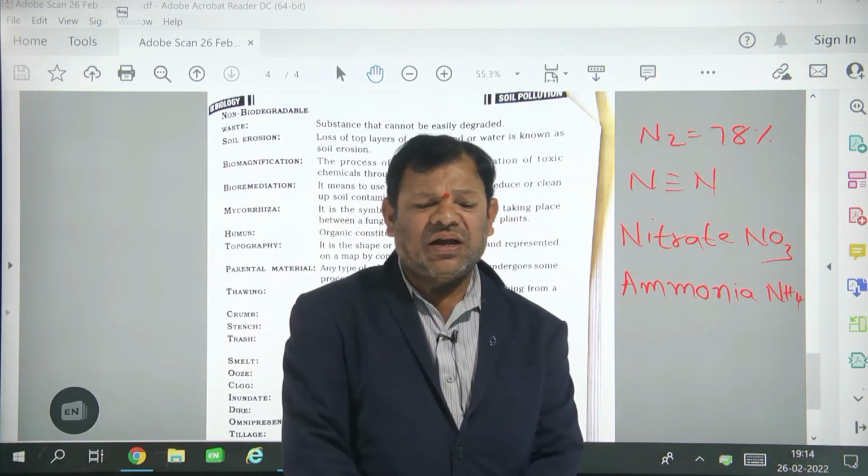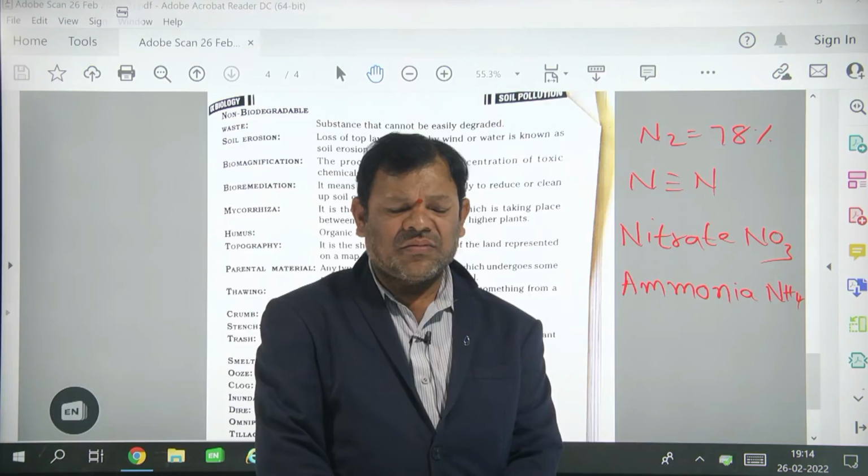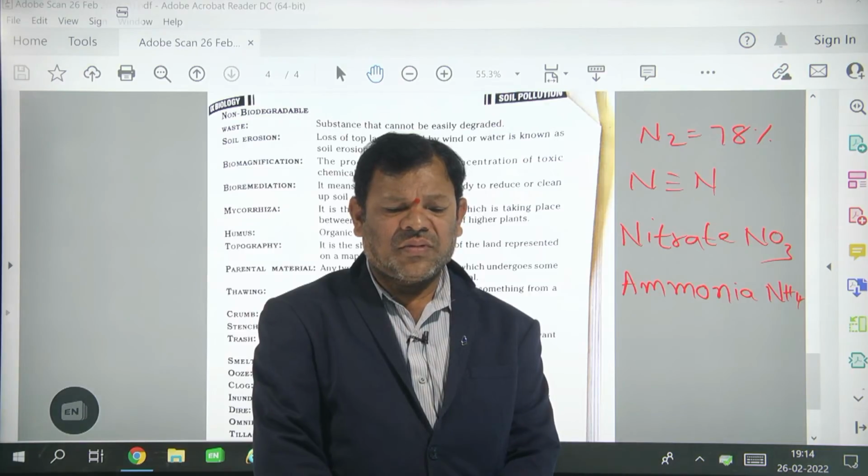Leguminous plants: red gram, green gram, black gram, pea plant.